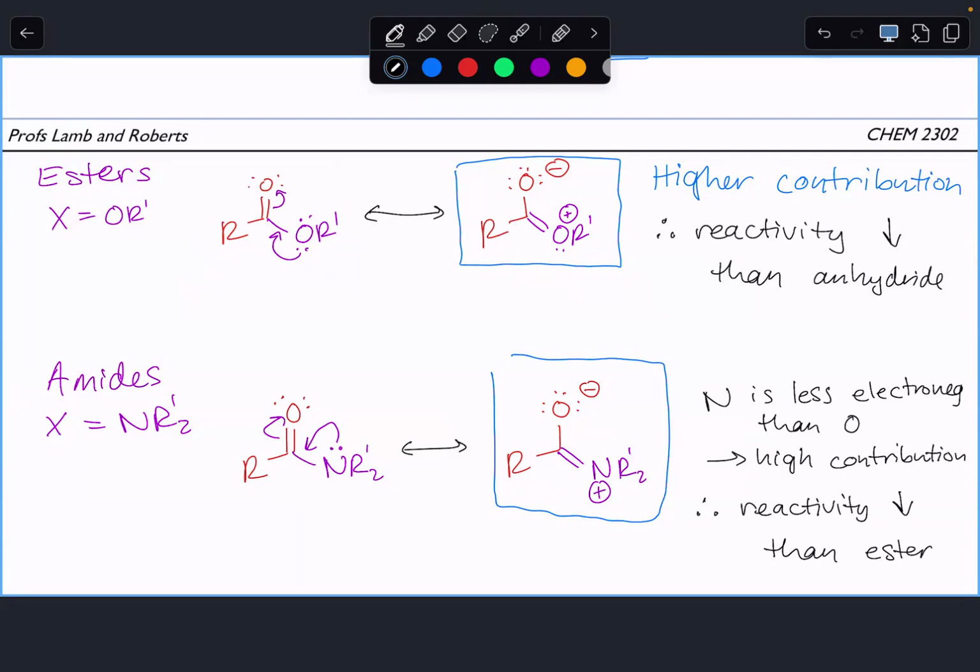So we showed them in order of most reactive to less reactive, sort of kept going down step by step by step. Questions on that? So we expect you to be able to use these resonance arguments to explain why you have different reactivity between all of these different carboxylic acid derivatives. Yes.